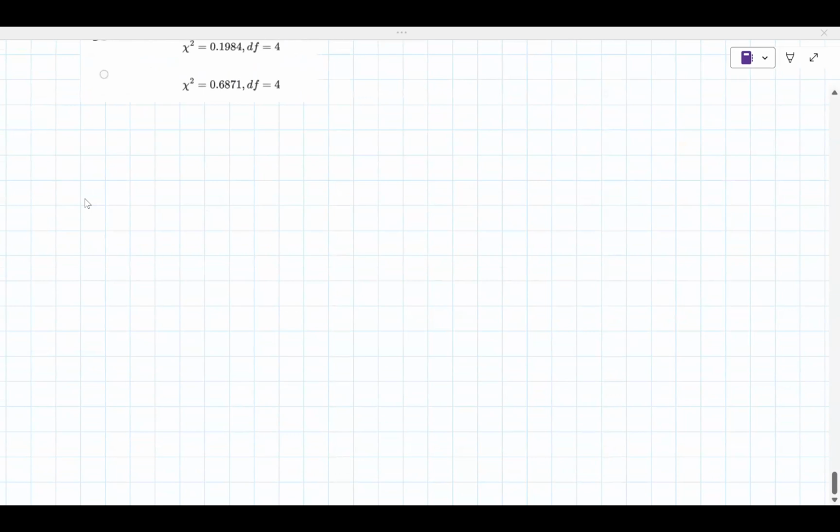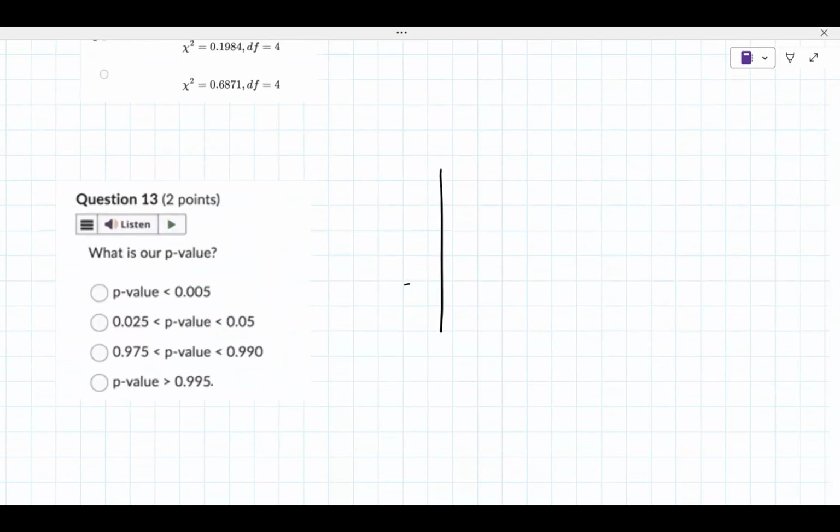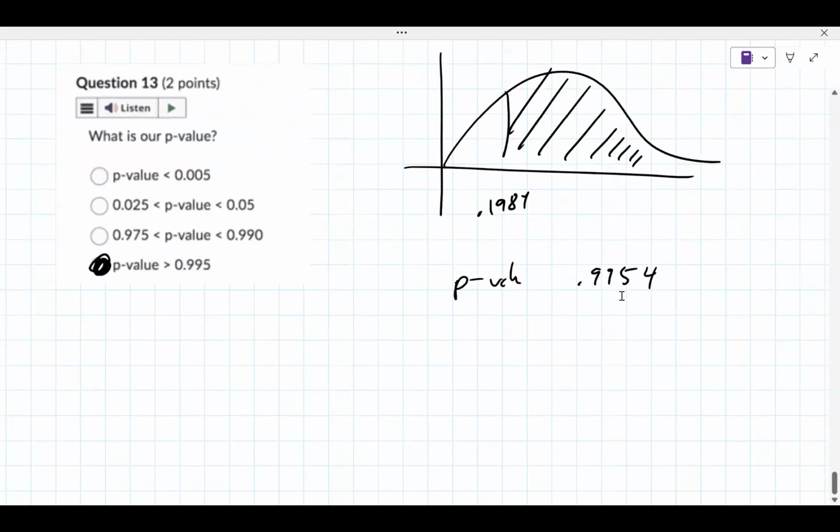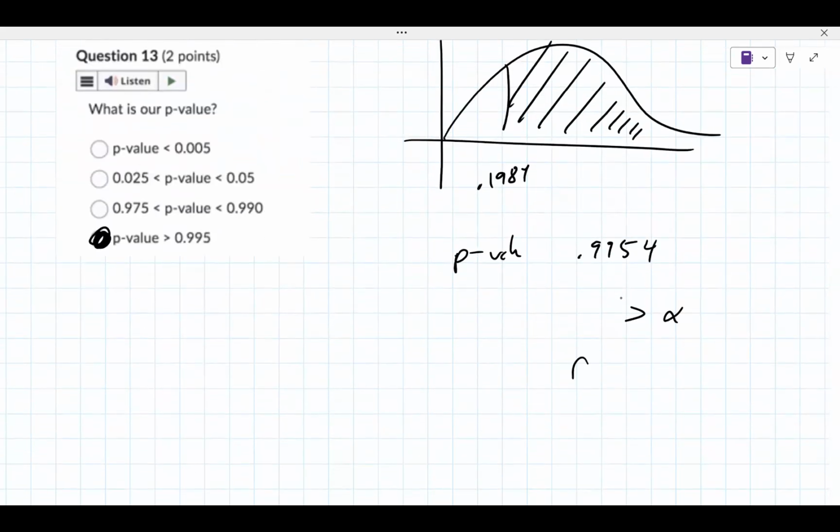The p-value. You see a lot of the same things. You take that chi-squared value, 0.1984. It's going to be pretty large this time. You can get a sense for that because of how small the chi-squared value is. So the p-value ends up being 0.9954. It's that last choice there. It's unusual for it to be that large. This is much, much greater than alpha, so we fail to reject. We'll see that in the next question too.